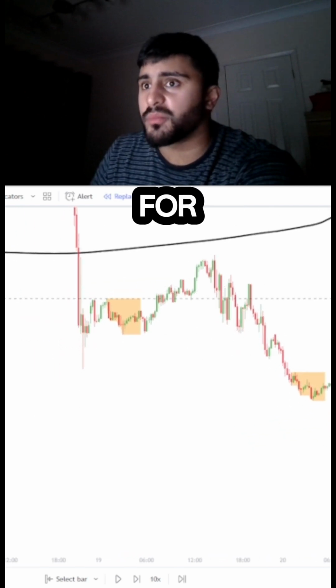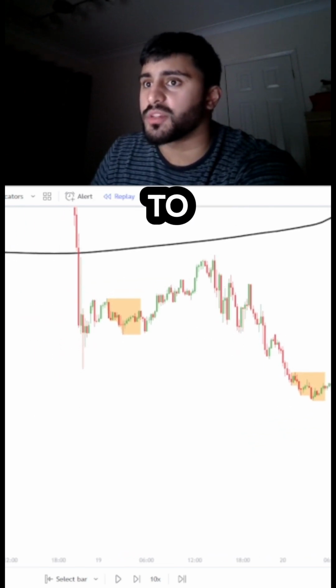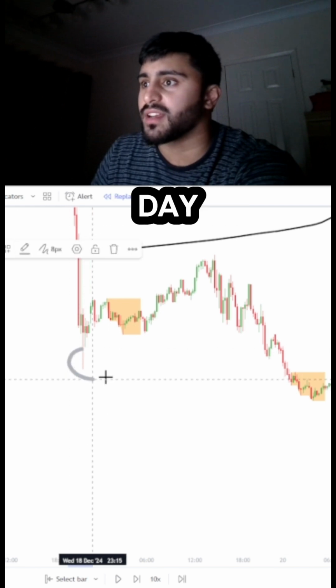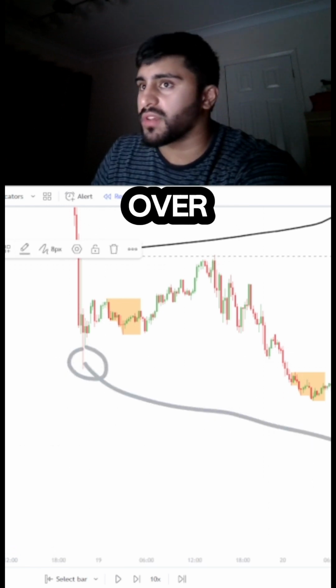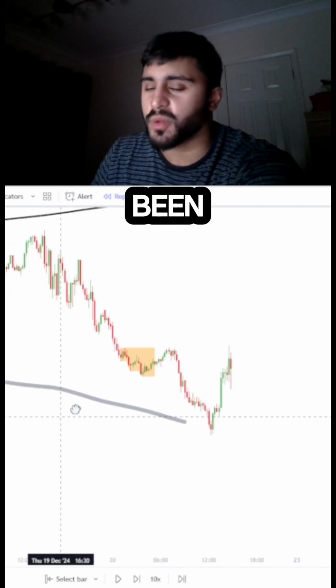Step number two is I'm looking for the previous day high or previous day low to be swept. So in this case, we have a previous day low like this that was swept just over here, right? So now we have the previous day low that's been swept over here.